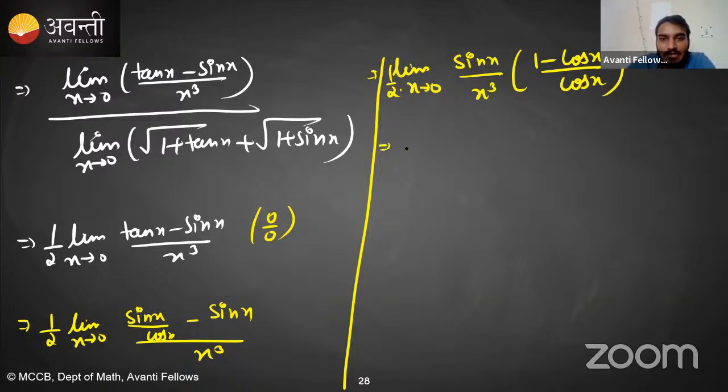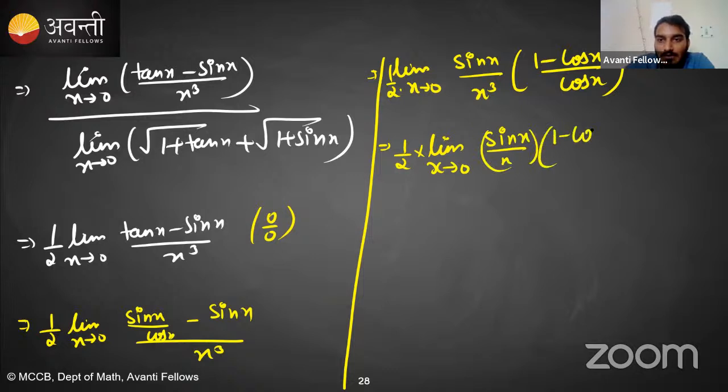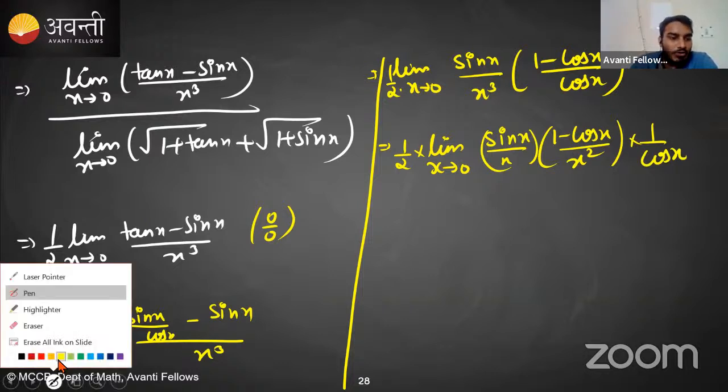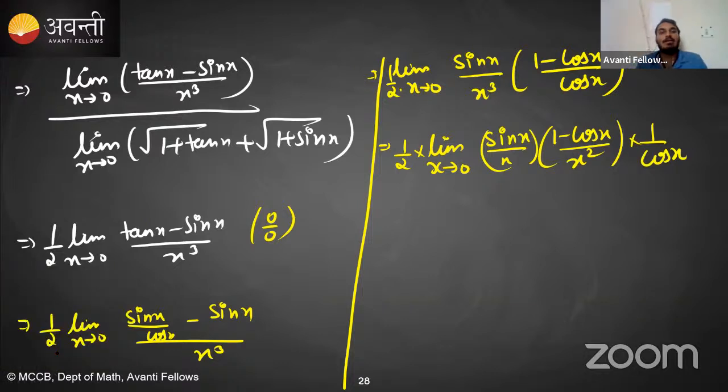So this can be written as 1 by 2 into limit x tending towards 0. Can I write it like this? Sin x upon x into 1 minus cos x upon x square into 1 upon cos x. Can I write it like this? Right? So do you remember the fundamental theorems of limits, the product rule?